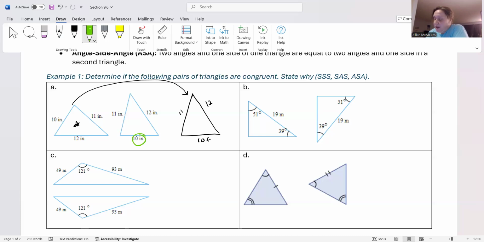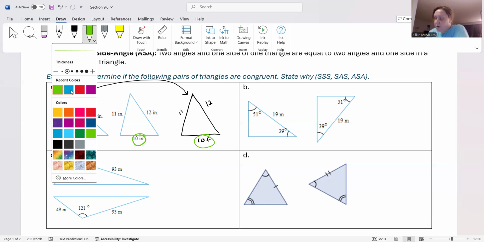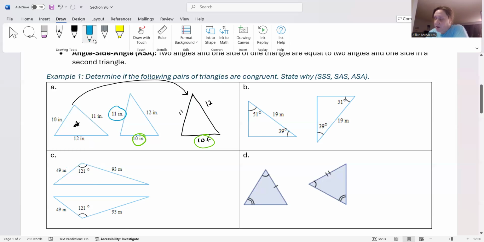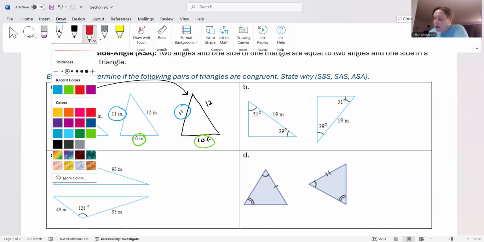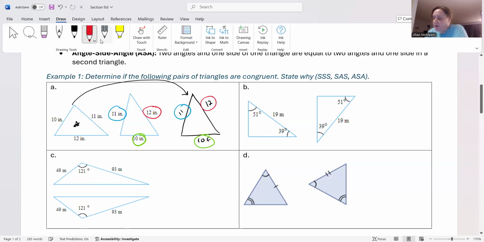So we notice the base is the same as the base from the other triangle that we flipped around. We notice that this side length here of 11 matches on the other triangle. And then in red, we have this side length of 12. It corresponds to this other side length of 12. So we would say officially that yes, these triangles are congruent.